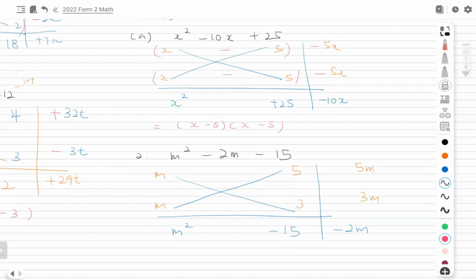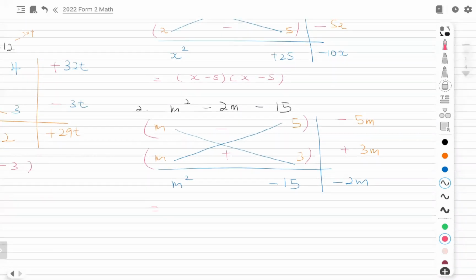So we have to let the big number carry negative value and the small number carry positive. Negative 5m plus 3m is negative 2m. Okay, switch the symbol in the middle. Then we write down the answer. The first one is m minus 5. Second one, m plus 3. That's the answer, number 2: m minus 5, m plus 3.